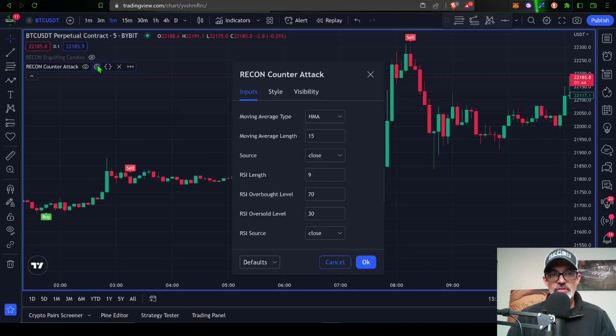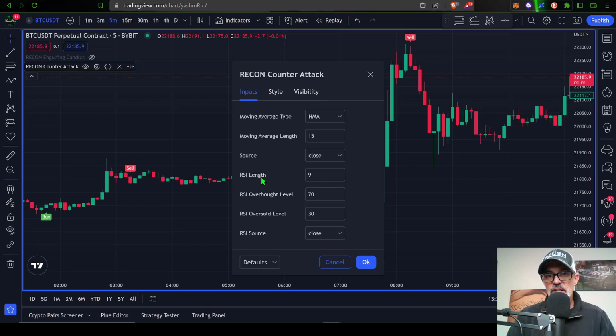But you can adjust these settings by clicking on the cog over here, and you can select a different moving average type. Right now the HMA, or the Hull moving average, seems to be performing the best as far as the backtesting I've done so far. On the 5-minute chart, the moving average length of 15 seems to weed out a lot of false alerts, and the source is close, as is the case in almost all of my strategies.